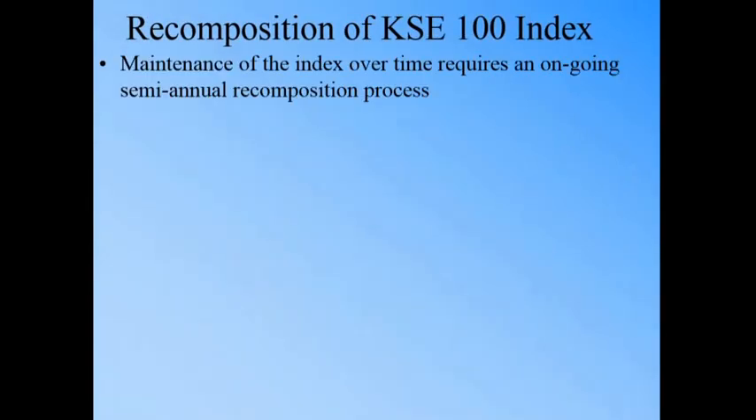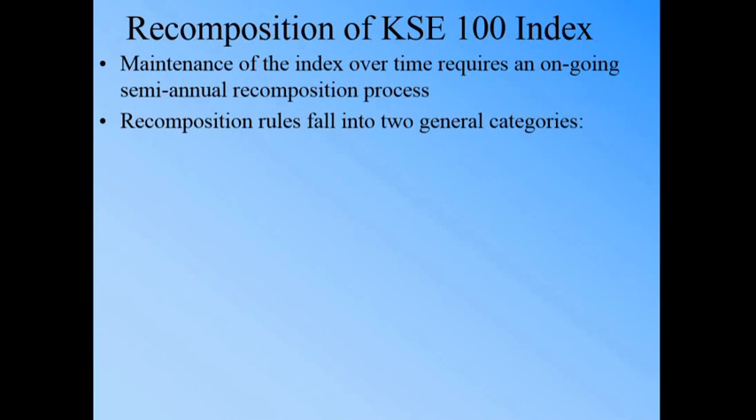The next thing is the recomposition of the index. The maintenance of the index over time requires an ongoing semi-annual review. After every 6 months there is a reconsideration. It does not mean that those companies which were selected in 1991 for the first time to be included in the KSE 100 index still remain in the index. Companies can be replaced. New companies can beat another company based on free market capitalization in the sector, or some new company can enter into the top 65. So the semi-annual recomposition process actually takes place.